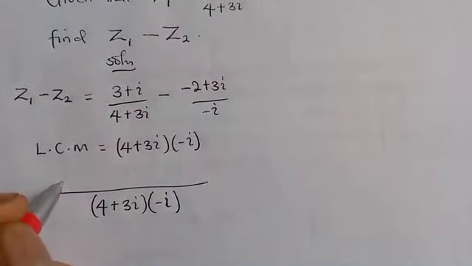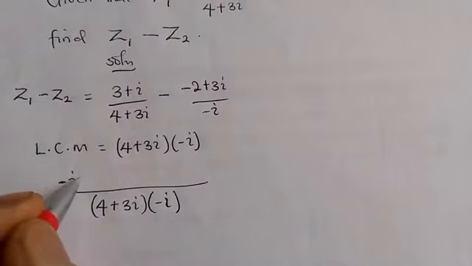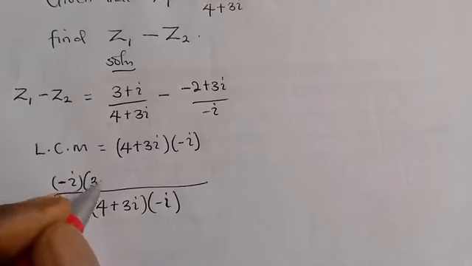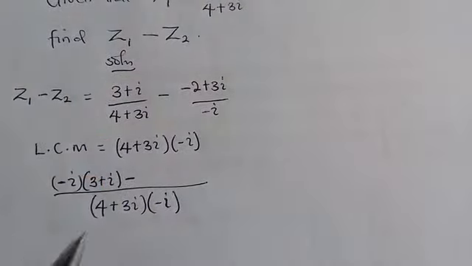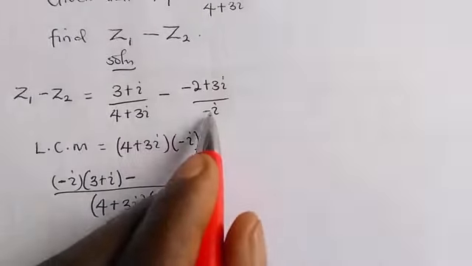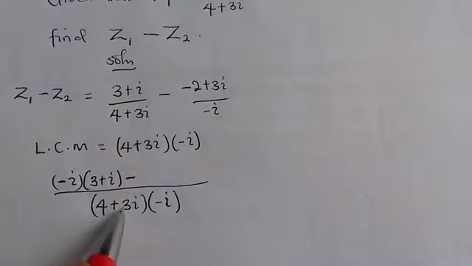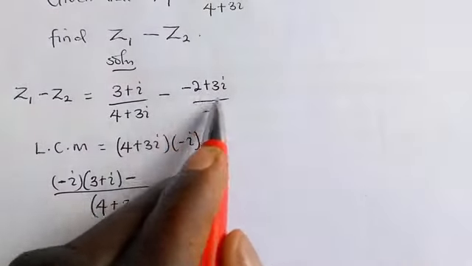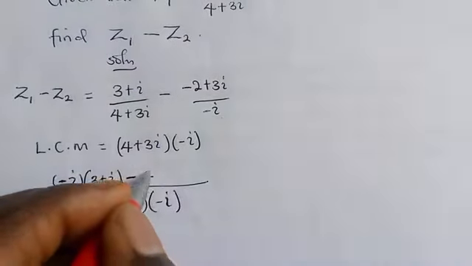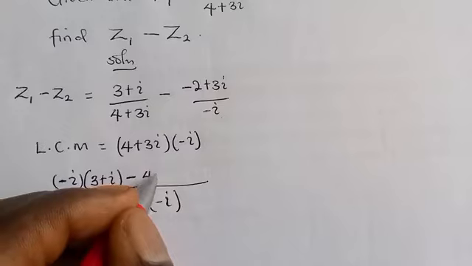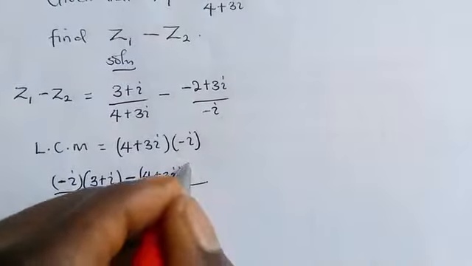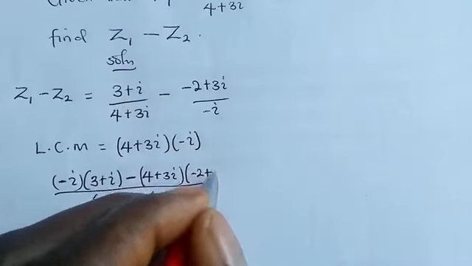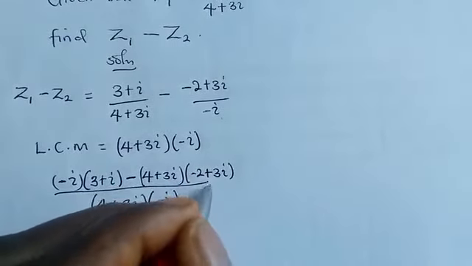So we have -i multiplying (3 + i). This minus sign comes here. When you divide (4 + 3i) multiplying -i, the -i will cancel out this -i. You are left with 4 + 3i, and that will multiply -2 + 3i. So we have (4 + 3i) multiplying (-2 + 3i).